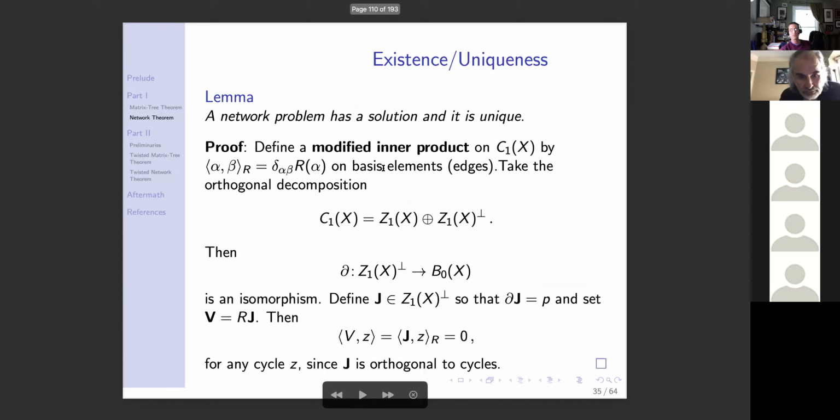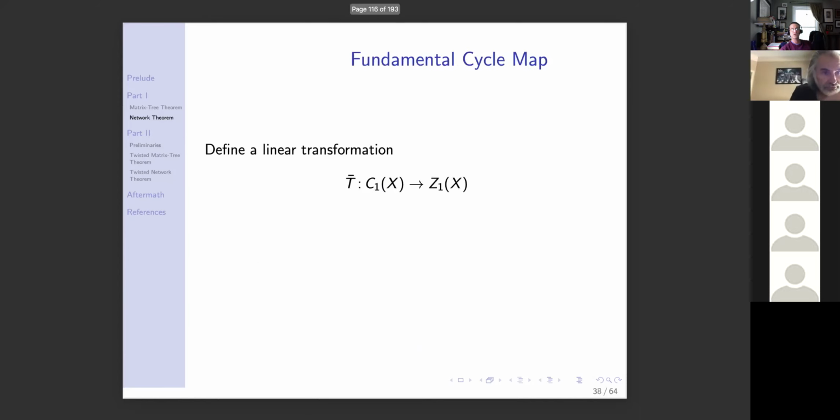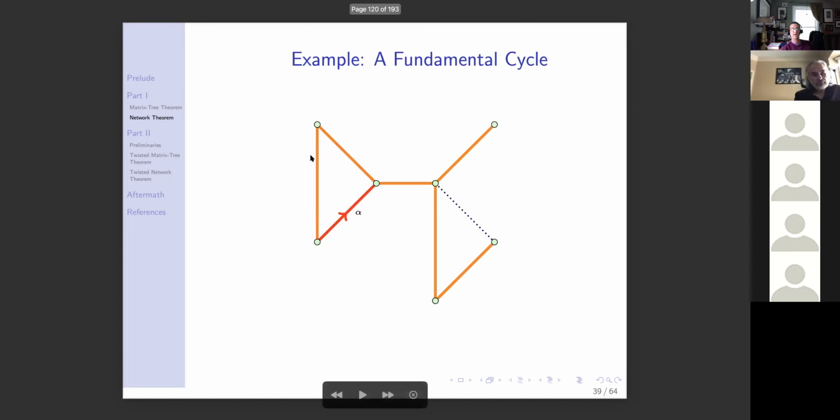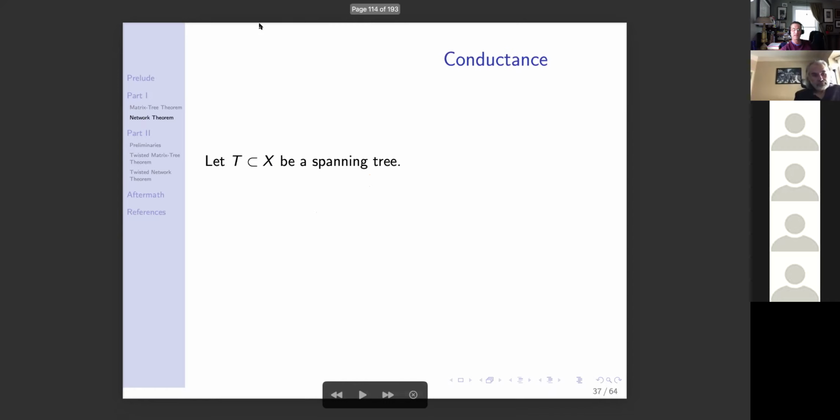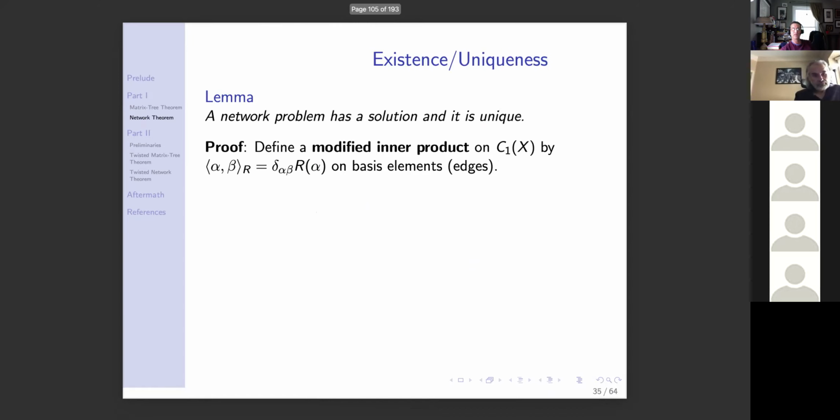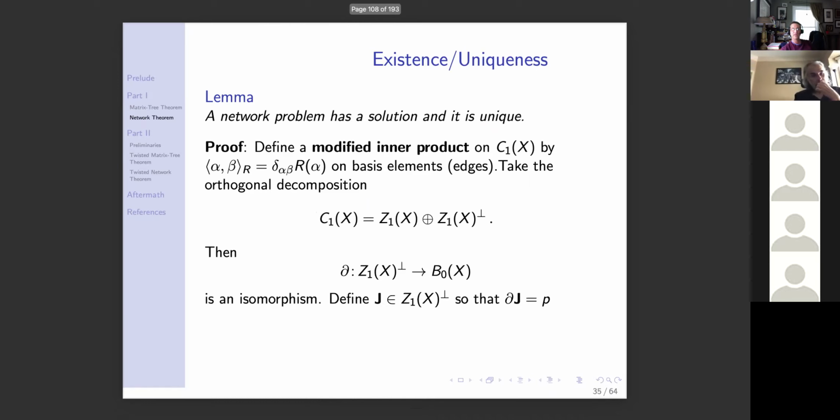So what we did was we chose, what did we do? We chose J, wait, we have to go back to the existence proof. Sorry. So, what did we do? We chose J so that the boundary of J is P. And the reason why you can find that J is the boundary operator is onto. Right, so there is a J whose boundary is P. But the point is the kernel of the boundary operator is Z sub 1, the cycles. So you can always choose a J which lives in the orthogonal complement to the cycles whose boundary is P. And that's what we did there. So therefore, the current law is satisfied right away when you do that.